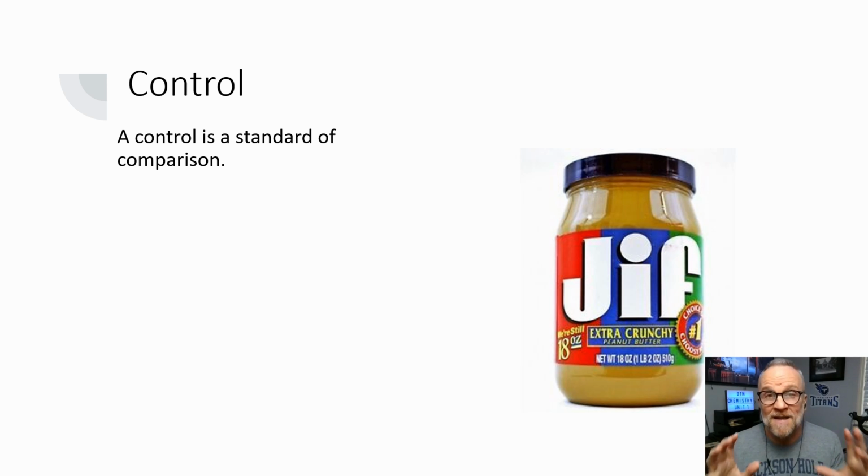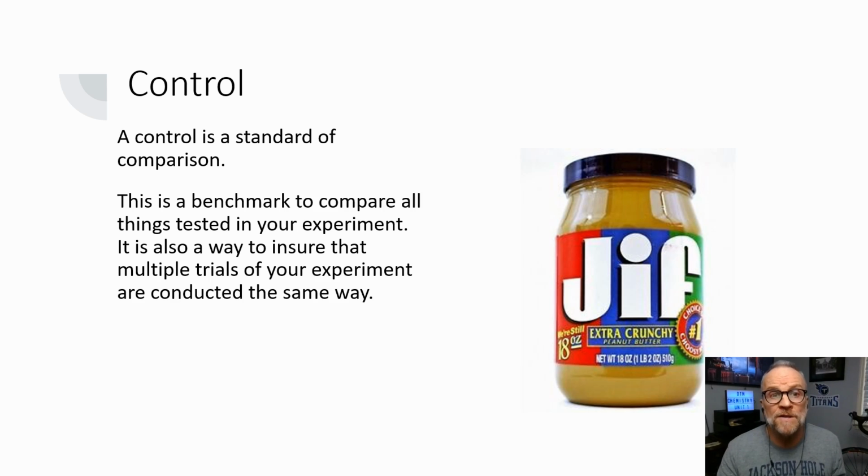So you have to have a standard of comparison, and whenever you think of the word control, think of standard of comparison. This is the benchmark to compare all the things tested in your experiment. It's also a way to ensure that multiple trials of your experiment are conducted in the same way. So if I were to go out into the public and do a taste test at a mall or a grocery store or an elementary school, for example, I'd want to have the same control in there, and that helps me to keep a more uniform experiment that is set in a way that doesn't vary a whole lot.